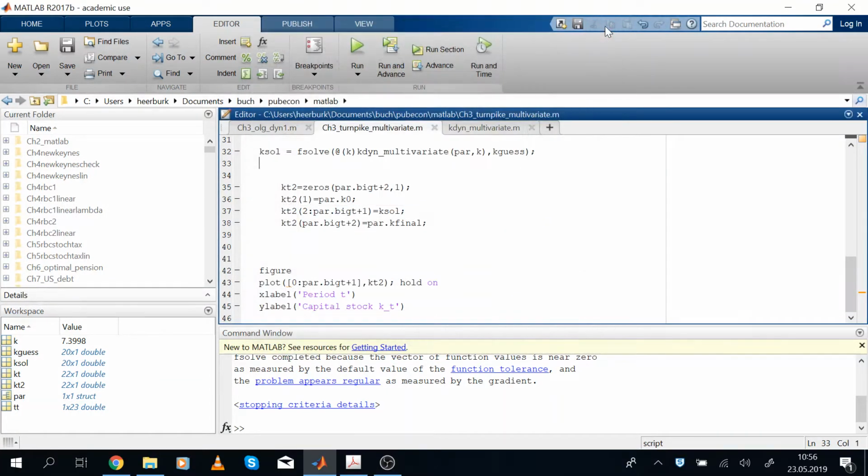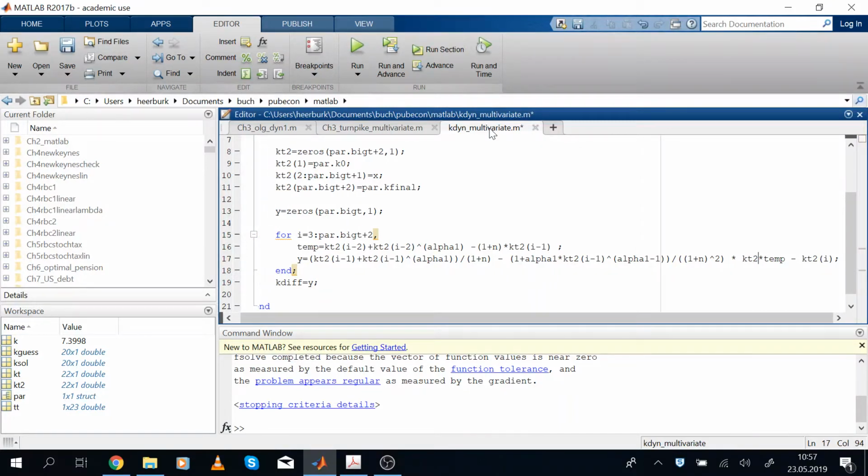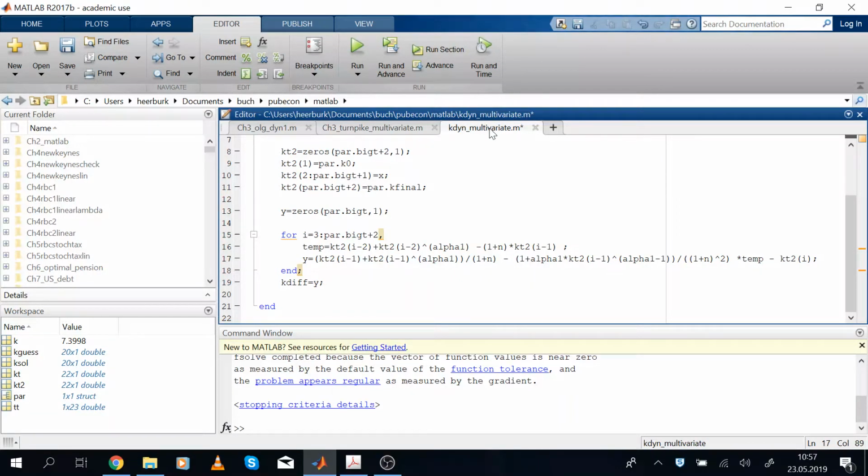No, not yet. Go back to this. All right, temp. Check this equation again. Sorry for this little interruption here. Go through the equation. So kt plus 1 plus kt plus 1 to the power alpha divided by 1 over n minus 1 plus alpha kt plus 1 to the power alpha minus 1 over 1 plus n squared times temp. Now here comes temp minus kt plus 2. So this now should be it. Sorry for this.